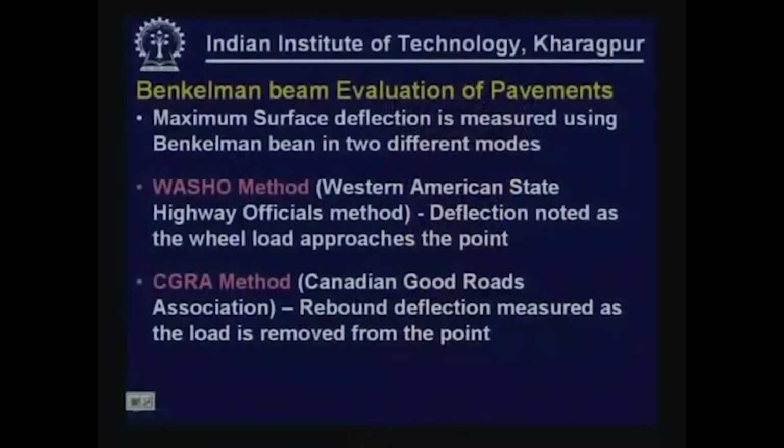But if you are adopting the Canadian Good Roads Association CGRA procedure, the method of observing the deflection is slightly different. What we do here is observe the rebound deflection, measured as the load is removed from the point. Initially the pavement will be subjected to the load, and we know the reading corresponding to the deflected position under the load. When the load is removed away from the point, the pavement rebounds, we see the reading again, and the difference should give us the rebound deflection. That is what we measure in the case of the CGRA design evaluation procedure.